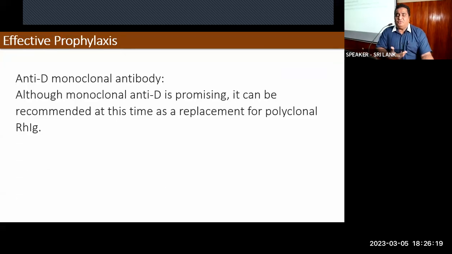So the effective prophylaxis currently widely practiced is the monoclonal antibody, and its results are promising compared to the polyclonal, and it can be recommended as a replacement of polyclonal Rh immunoglobulin.